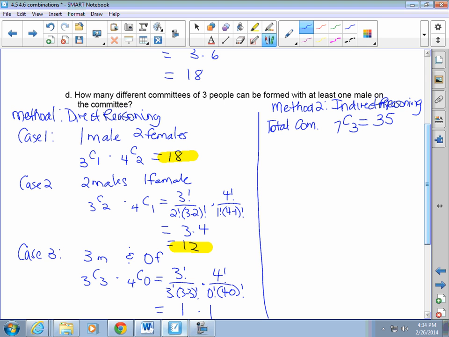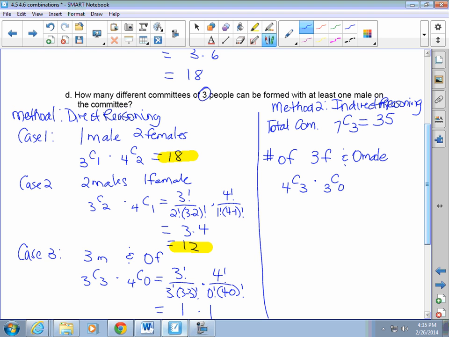So the other way of looking at it is to say, okay, what if I had no males on there? That would mean the most I would have is 3 females with 0 males. So you look at the direct opposite, or the indirect, of what the question asks. This one says at least 1 male because there's 3. I'm going to find the number of committees with 3 females and 0 males. So that means I'm doing 4 choose 3. So I've got 4 females, I'm choosing all 3 of them, and I'm taking my 3 males and choosing none of them.